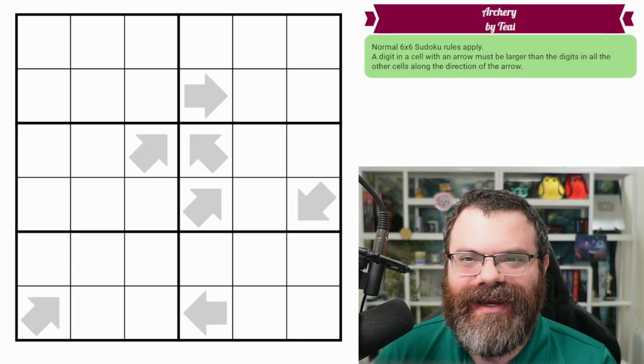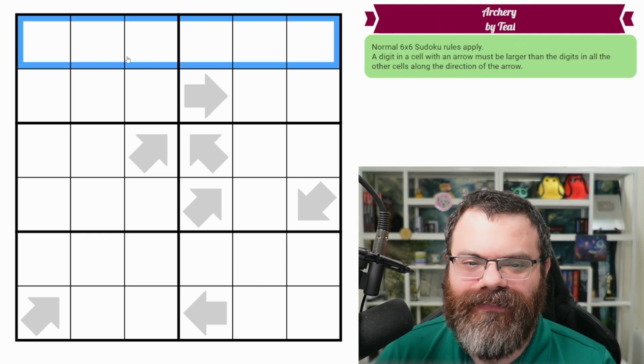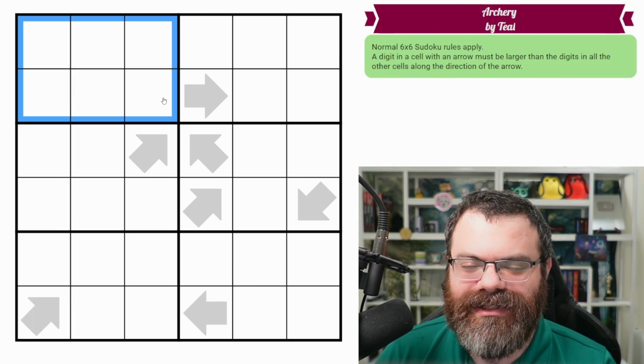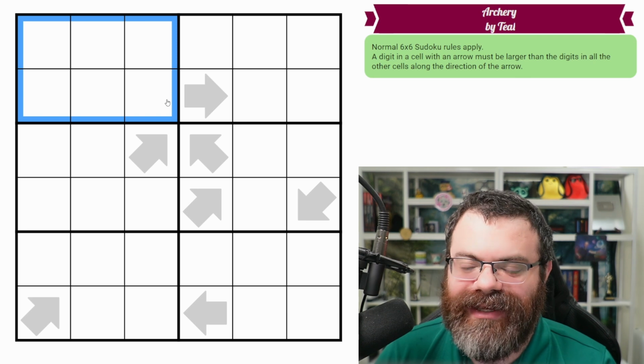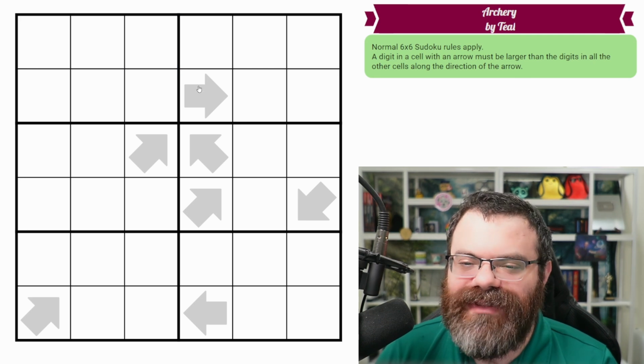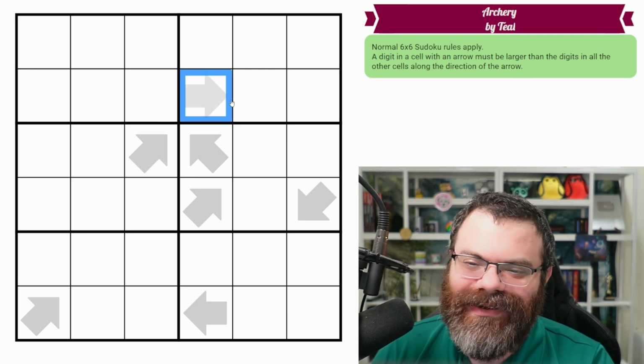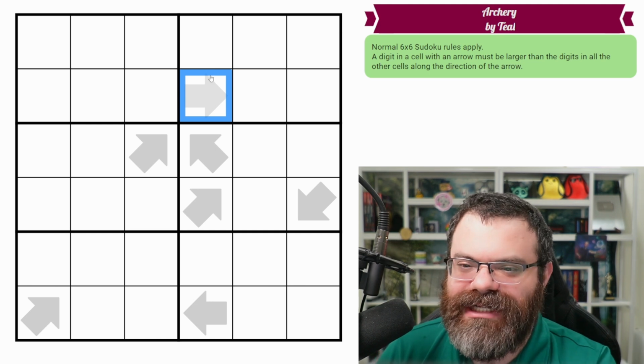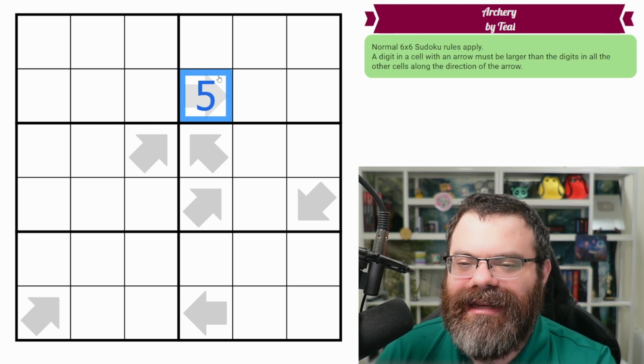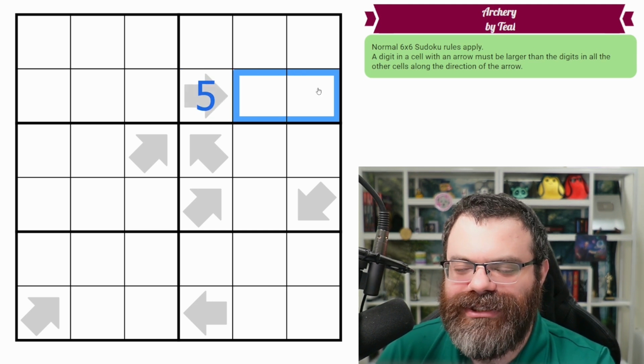So we have normal 6x6 Sudoku rules, meaning in every row, every column, and every 2x3 box, we are placing the digits 1 to 6 exactly once each. We also have these big fat arrows in the grid. What happens with these arrows is whatever digit you put in there, let's say this was a 5, it has to be bigger than all the digits it points at.